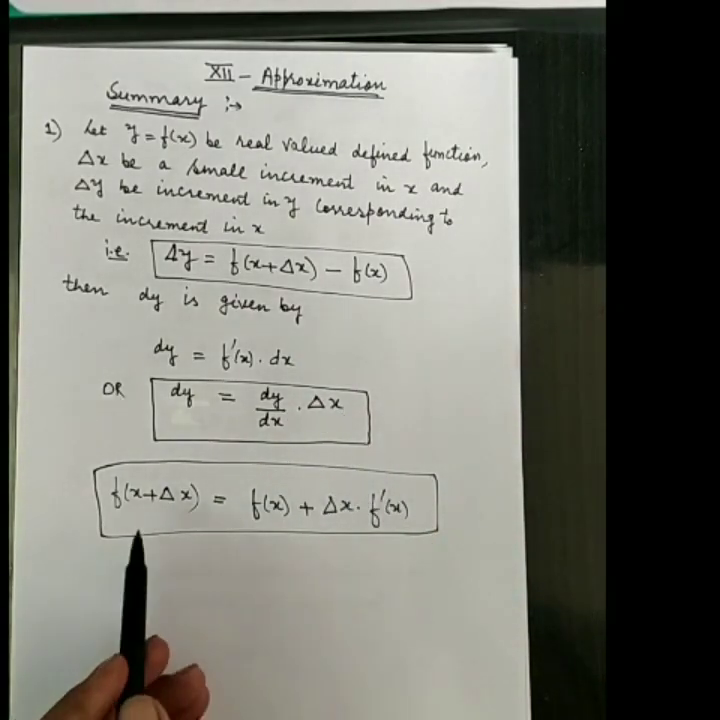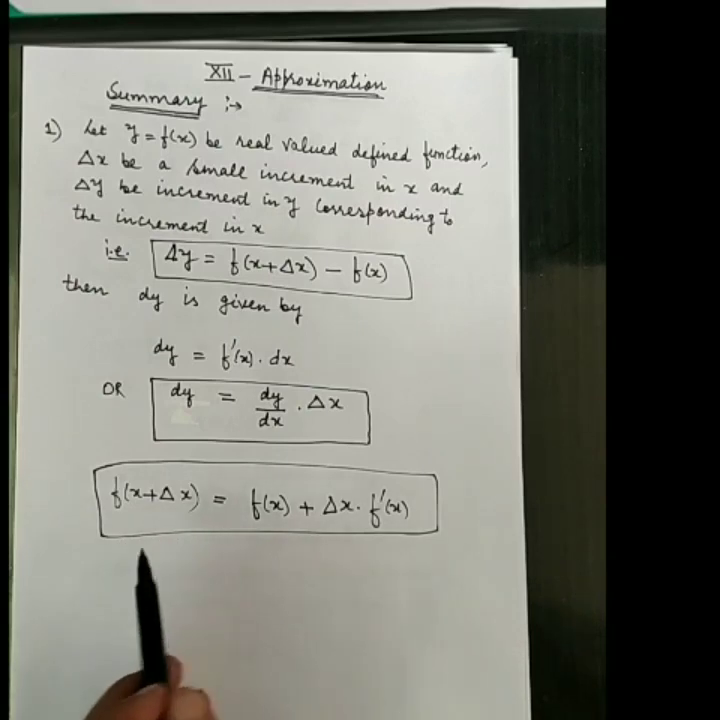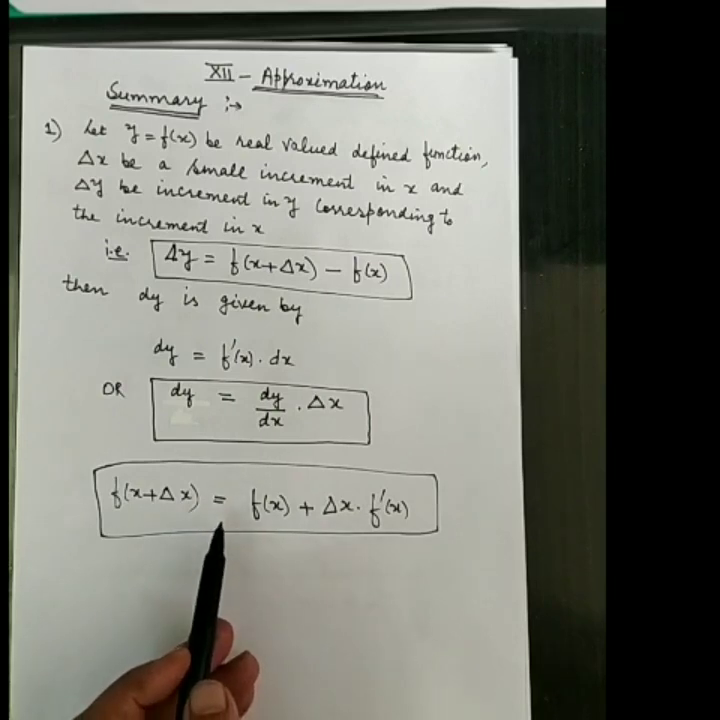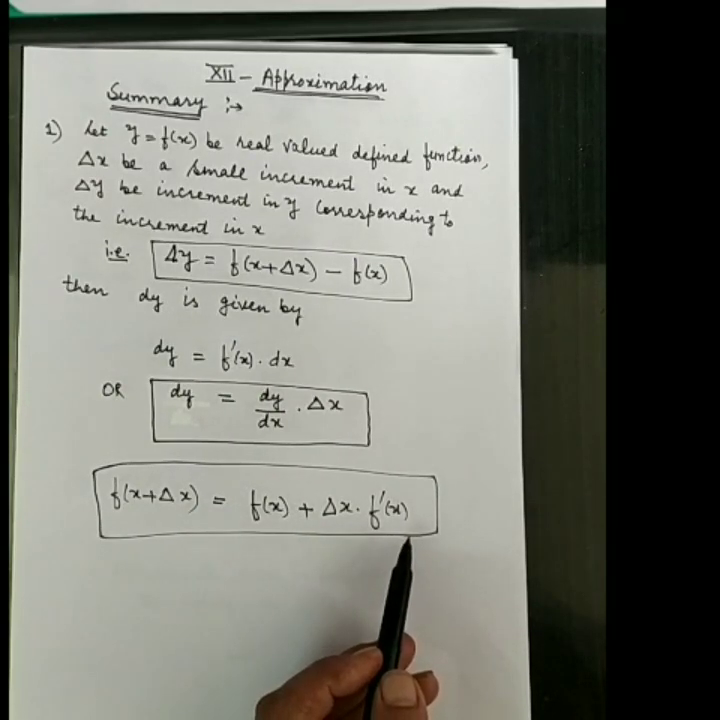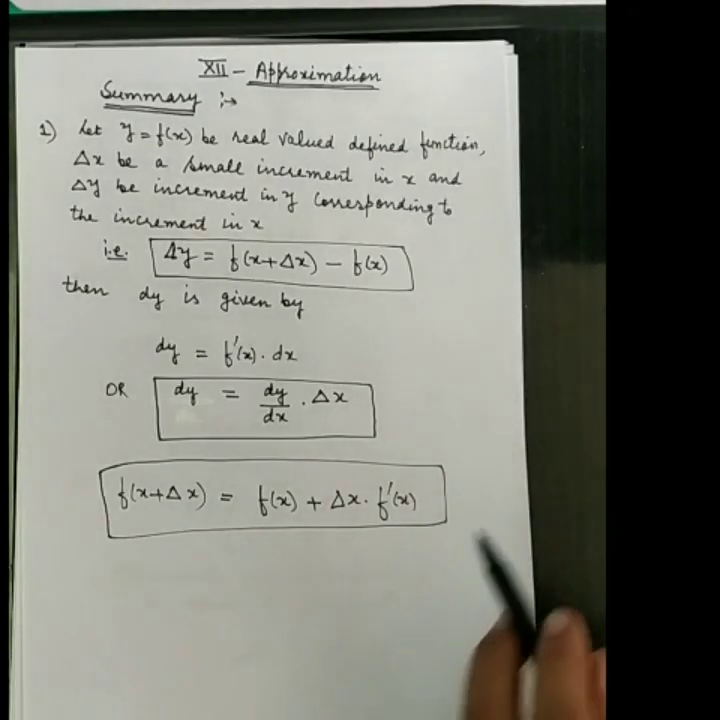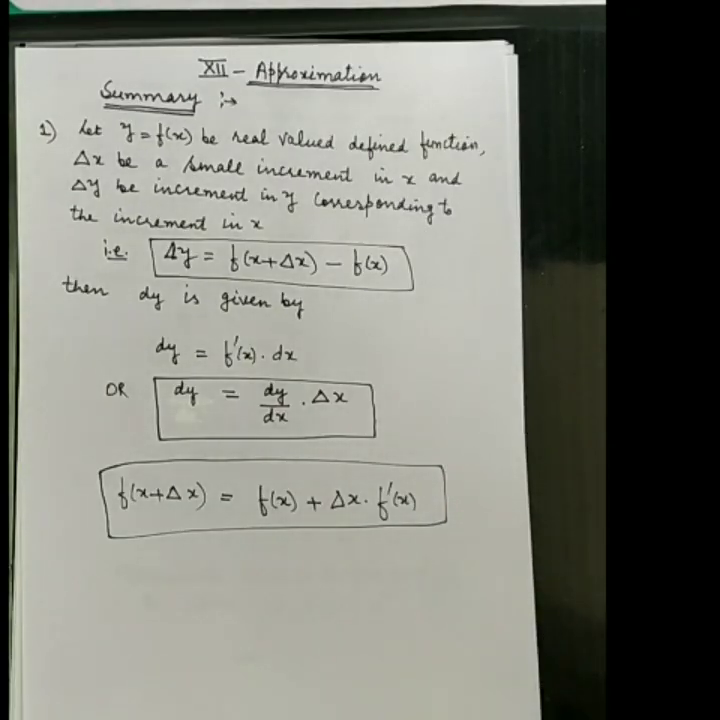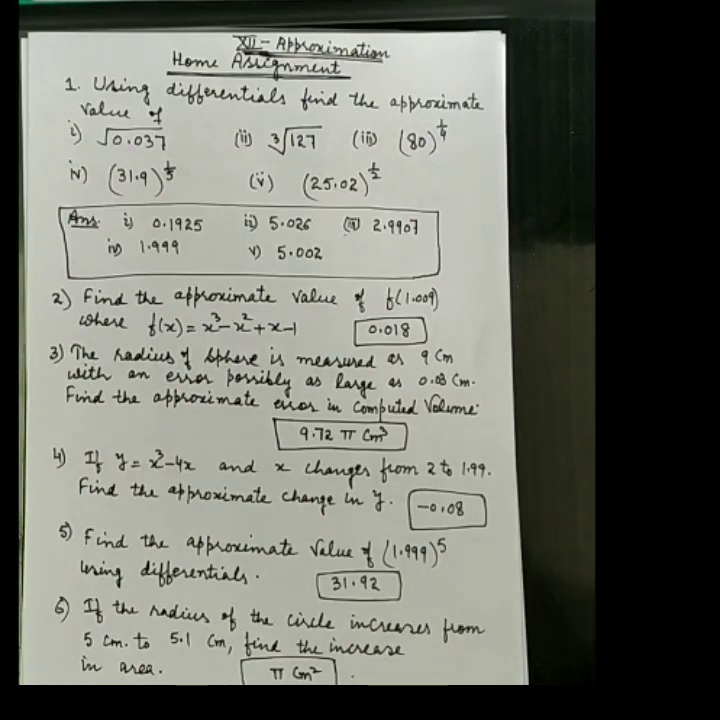Then next formula we have studied, f of x plus delta x is equal to f of x plus delta x into f dash x. So dear children, with this formula you will be able to solve all the questions of exercise 6.4 and related questions also. Now the home assignment for you.